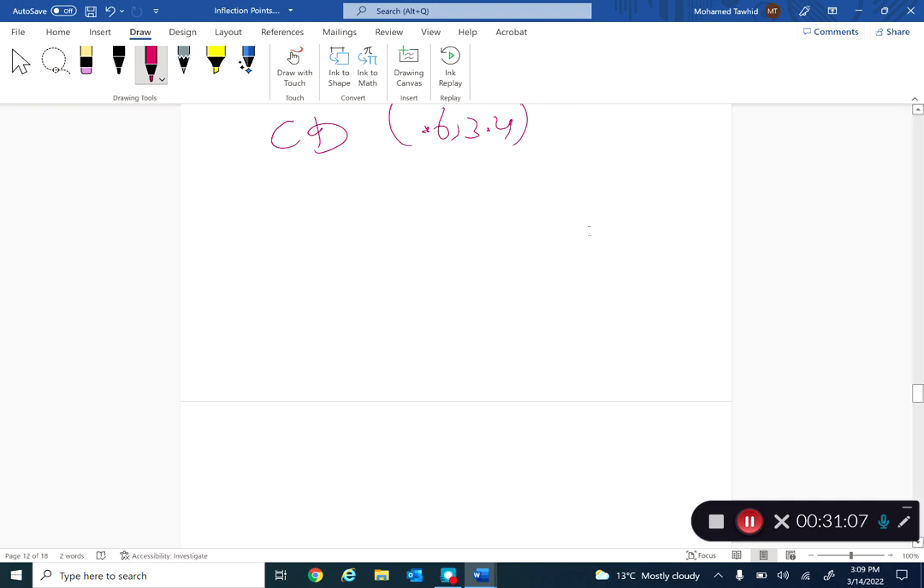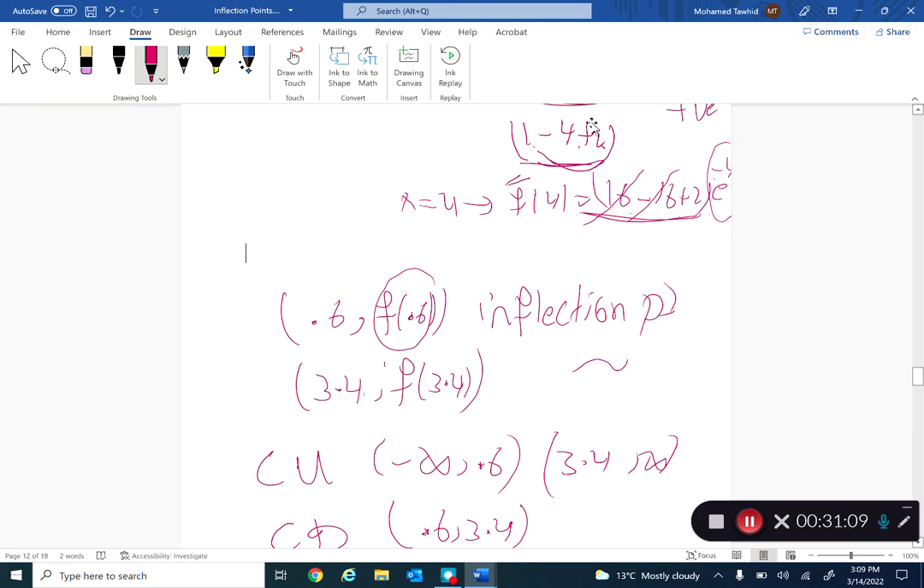Okay, guys. So I think I will stop here. That is the definition or the concept of inflection point.